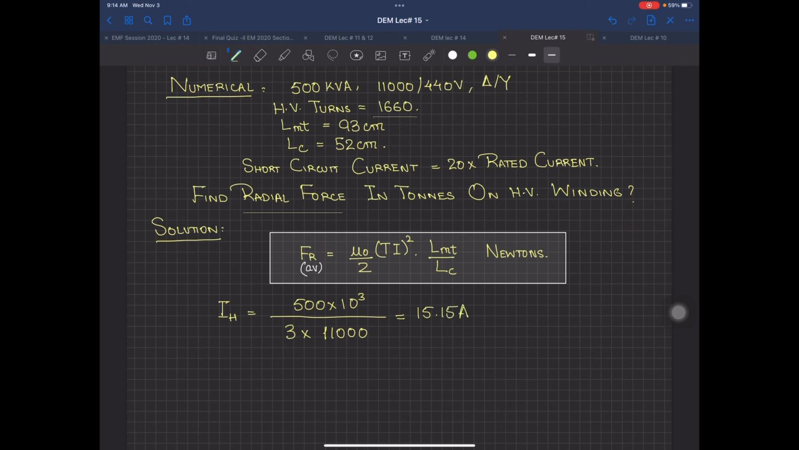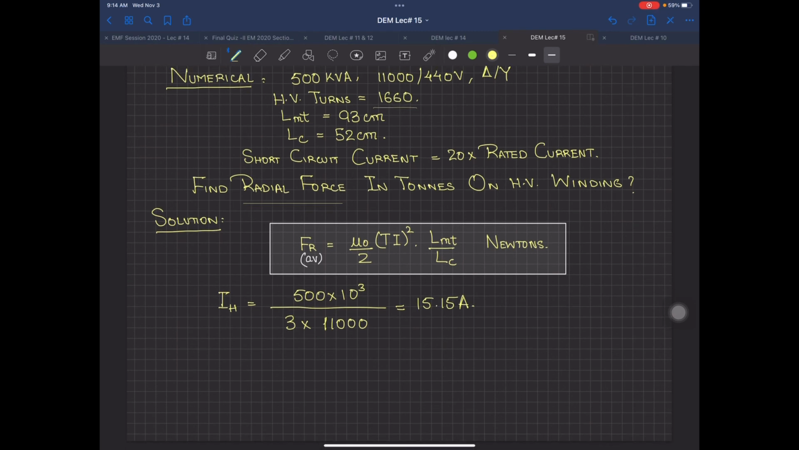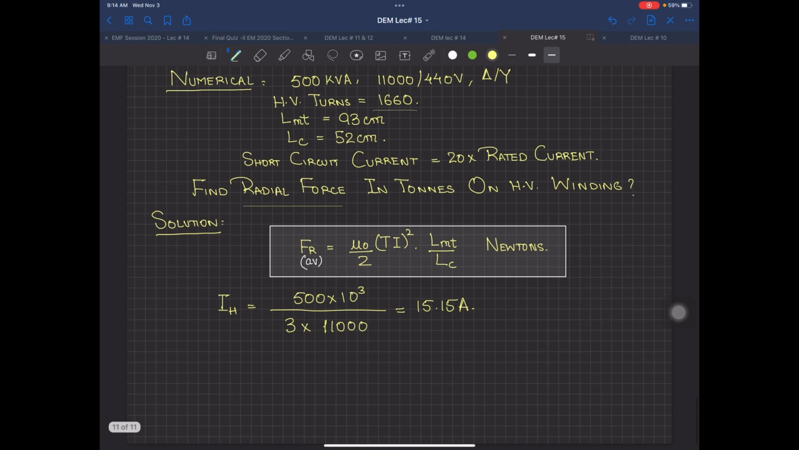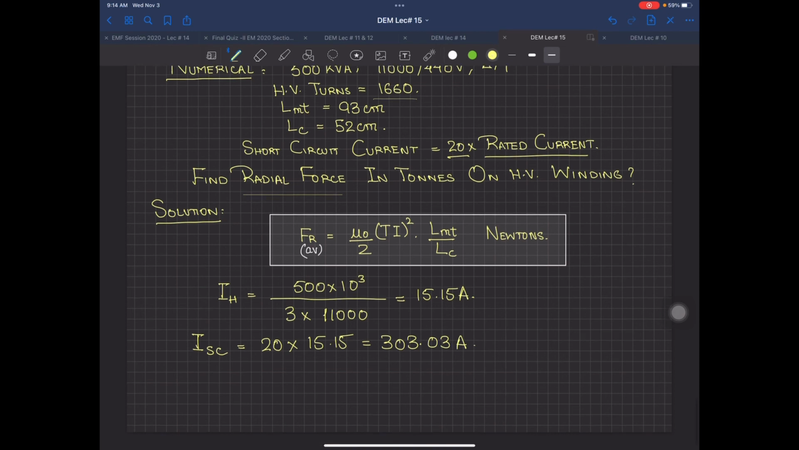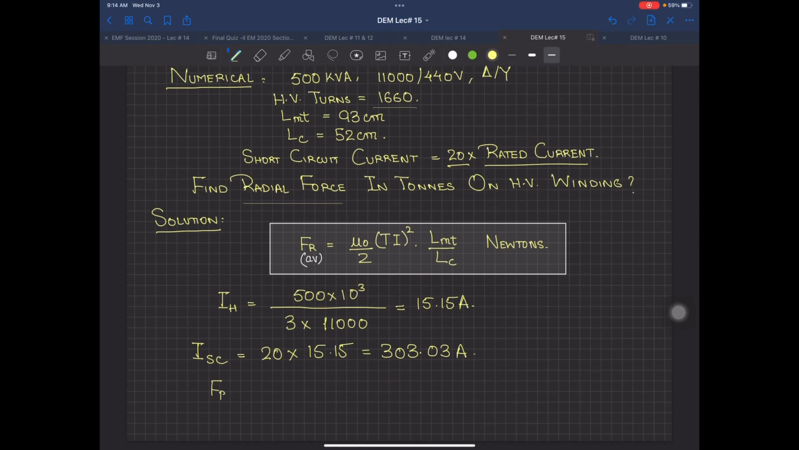15.15. So please, whenever you are doing this, this is the first and most important step to find out. Now I have to find out the short circuit current, and it has been told that this is equal to 20 times the rated current. So this will be 20 times 15.15, which is 303.03 amperes.